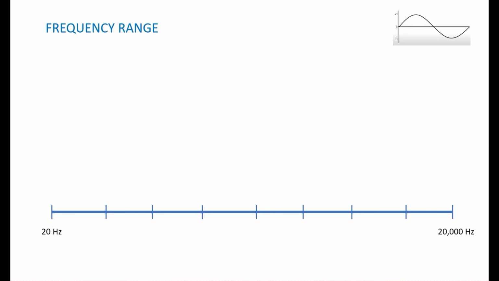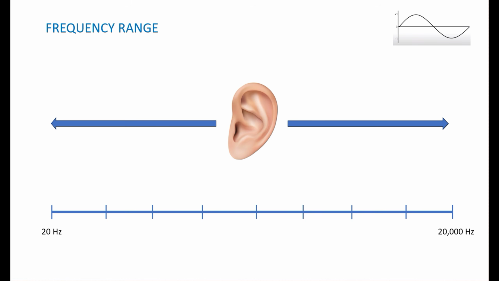Alright, let's take a look at frequency. So as you already know, the range of human hearing is between 20 and 20,000 hertz. So a hertz is 1 cycle per second. So at 20 hertz, that means the speaker cone is moving in and out 20 times a second. And at 20,000 hertz, it's moving in and out 20,000 times a second, which is incredibly fast.